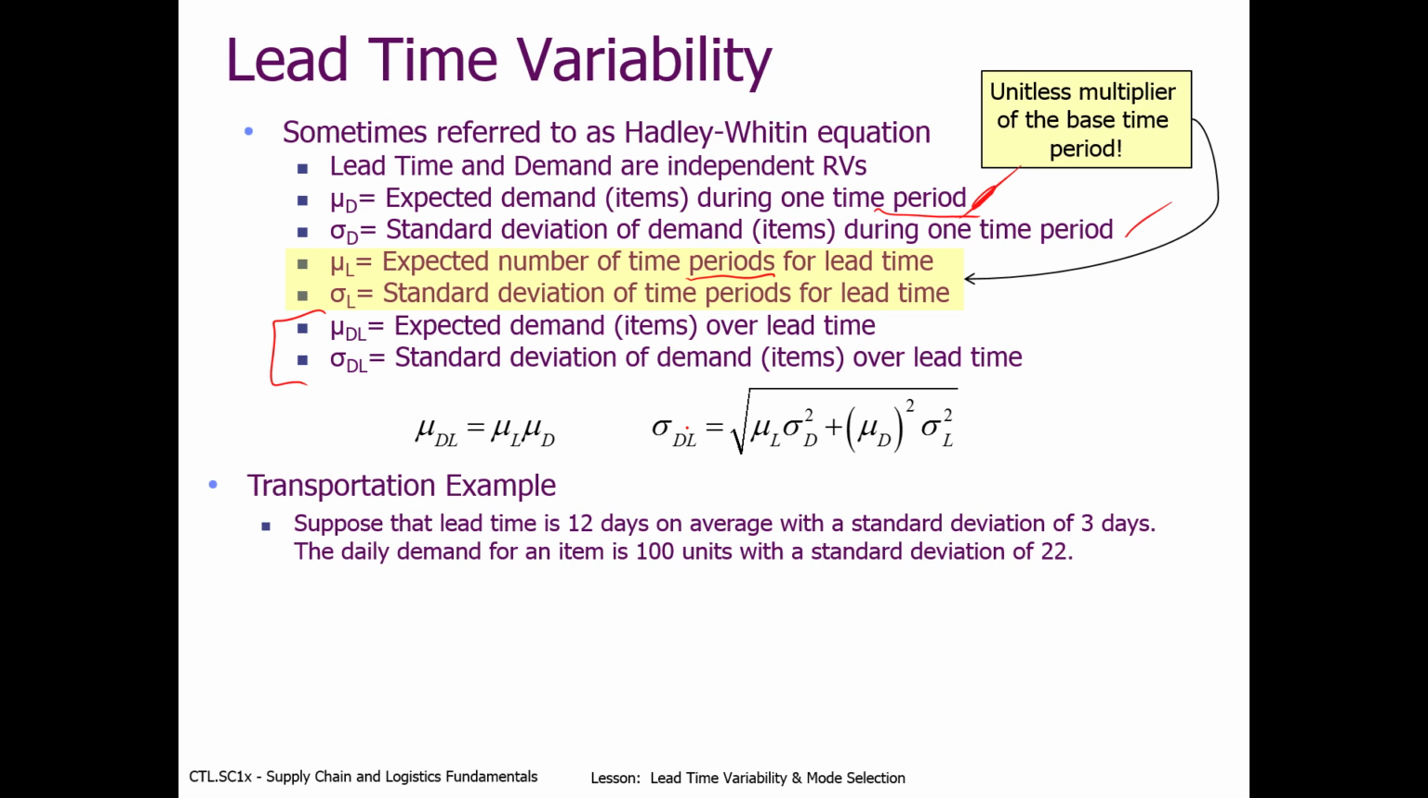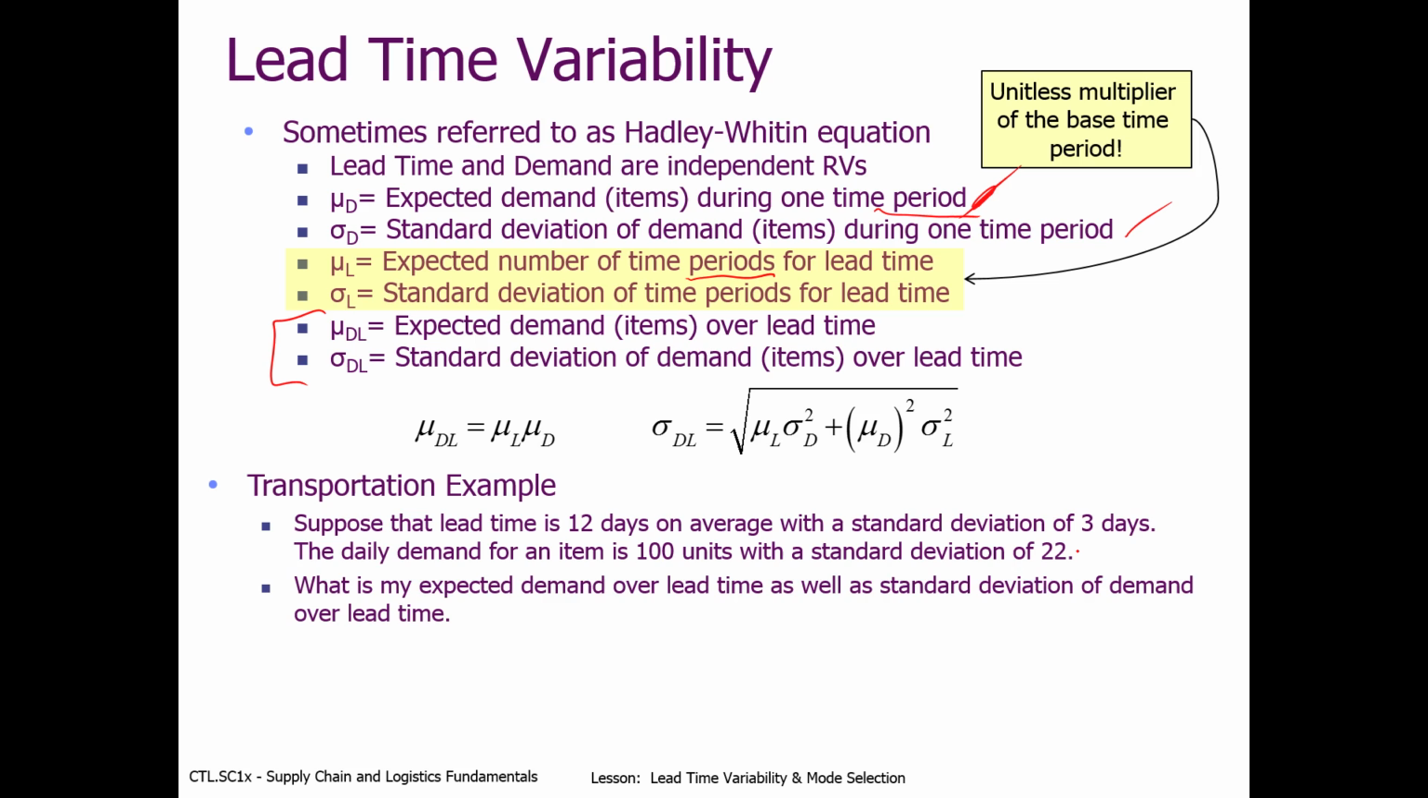And let's do a transportation example. It'll look very similar to the example we just did. So suppose your lead time is 12 days on average with a standard deviation of 3 days. And your daily demand for an item is 100 units with a standard deviation of 22. I want to know my expected demand over lead time, as well as the standard deviation of demand over lead time. And this is going to be exactly what we just did. The expected demand over lead time is simply the average of the lead time, 12 days. That's my base unit. And the demand is going to be 100 units. This is daily demand here, 100 units. So 12 times 100 is 1,200.